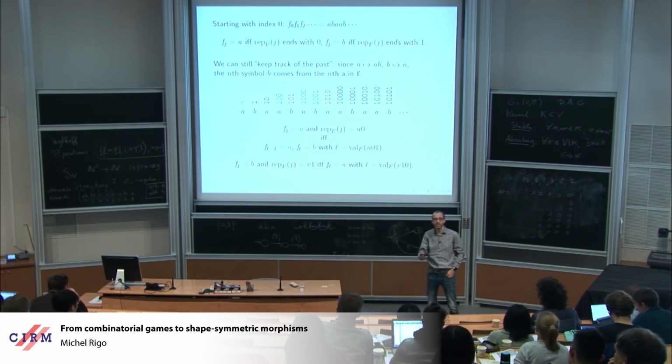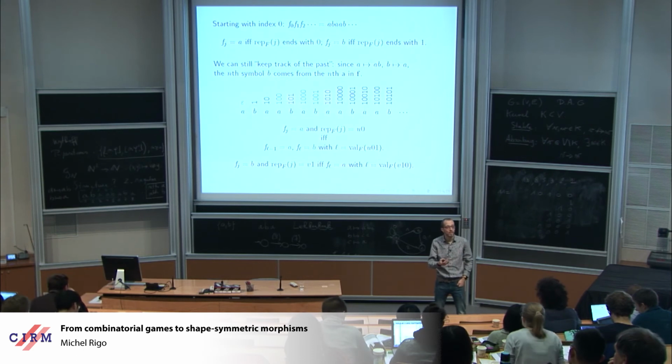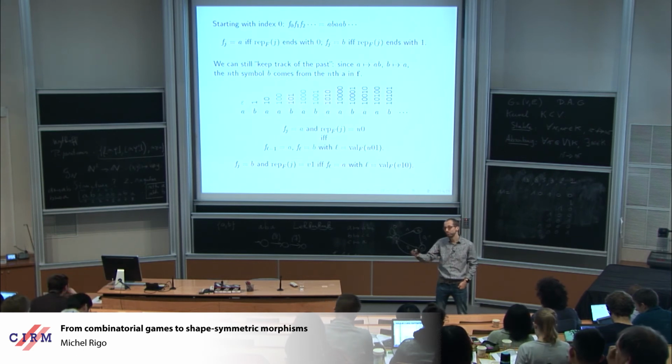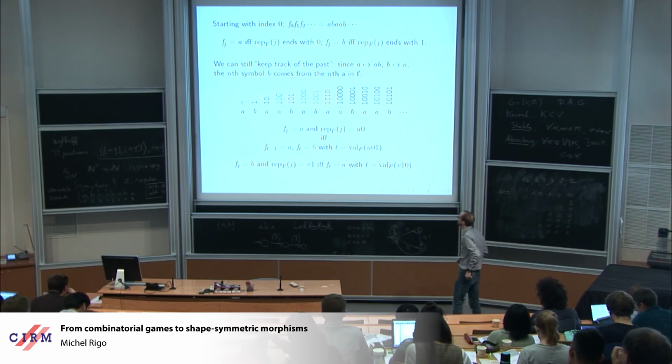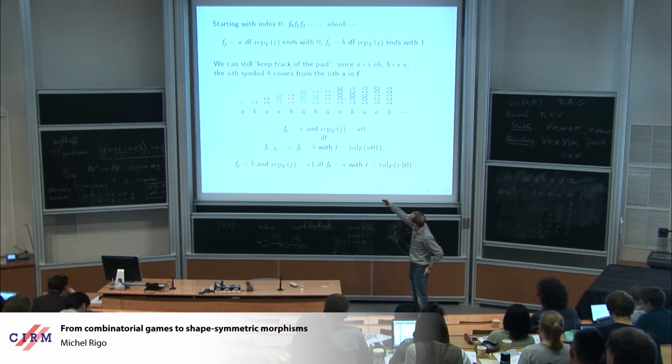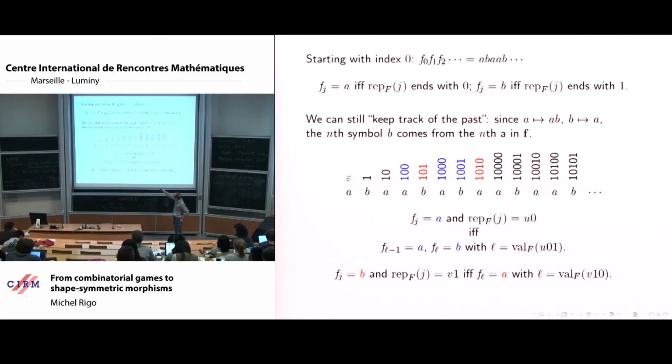Exactly like I did with base 2 and 2-automatic sequences, I was just dividing by 2 to look where it comes from. And it's the same game here. This AB, corresponding to these two Fibonacci expansions, comes from this A.